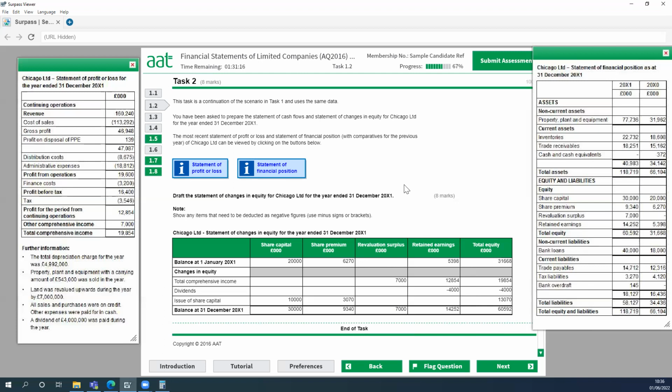You do know that in the AT exam, you're either going to get a cash flow or a profit and loss account and balance sheet to do it. Again, with the statement of changes in equity, I'll do that in separate videos.